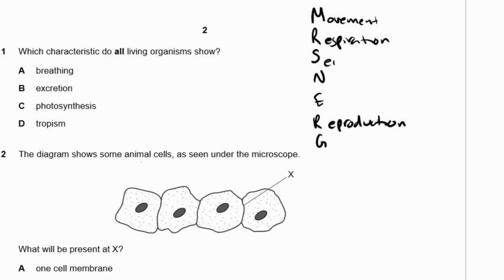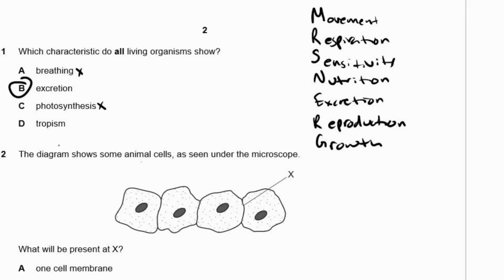So sensitivity, nutrition, excretion, and growth. So, breathing, no, not all living things have lungs and breathe in the way that you think of as breathing. Excretion, well, excretion is on the list, so I'm going to circle it. Photosynthesis, nope, that's just done by plants, and tropism, that's just done by plants. So, the answer is B.